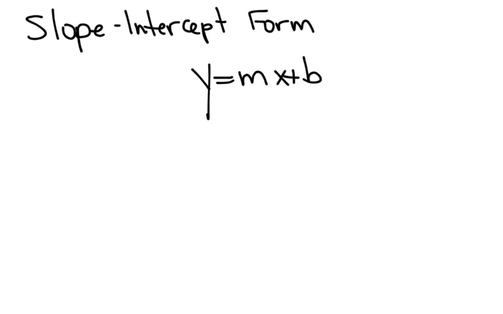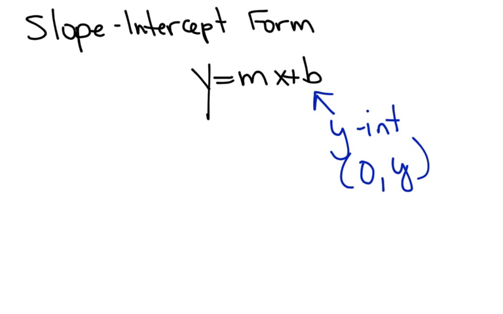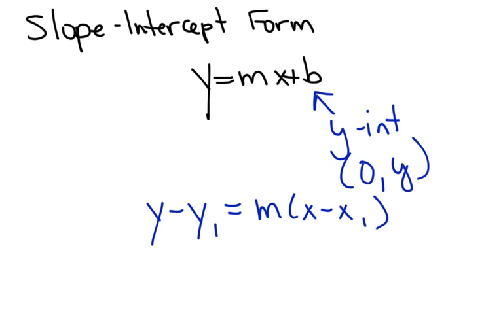The first form of an equation of a line that we probably learned in algebra was slope-intercept form, y equals mx plus b, where m is the slope and b is the y-intercept. And the y-intercept is a point on the graph where the x-coordinate is 0. So if you think about our point-slope form, if you plug in 0 for x1 and y for y1, that would look bad.